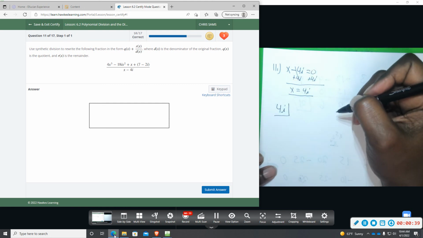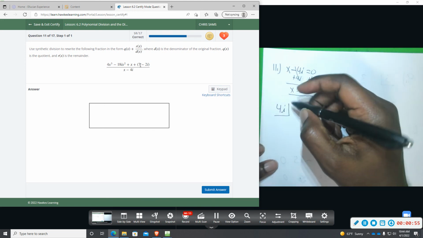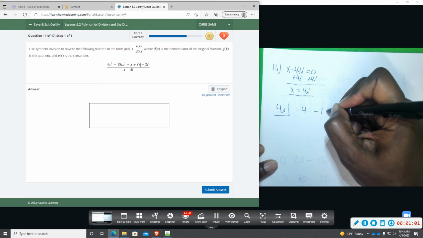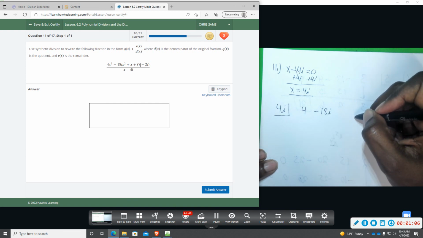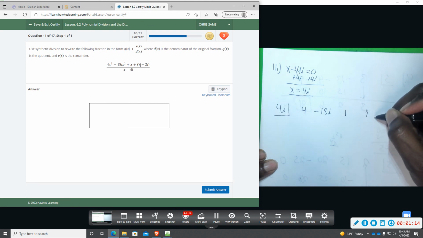My box number. And then I look to see if I'm missing any terms. I have a third power, so 3, 2, 1, and then 0. So we have everything we need. I'm going to write down those coefficients. So we have 4, negative 18i, because it has an i with it, and then a 1, and then plus, we have a 7 minus 2i, and that's all one term.